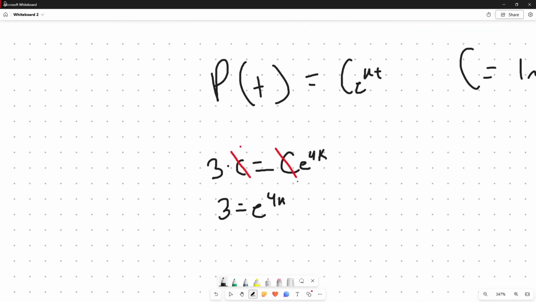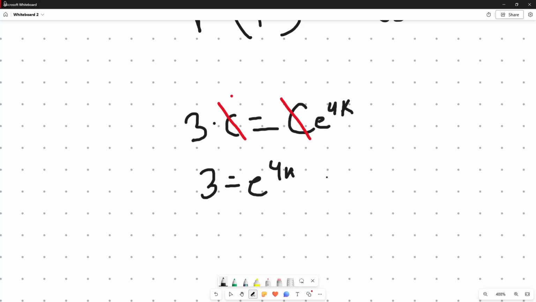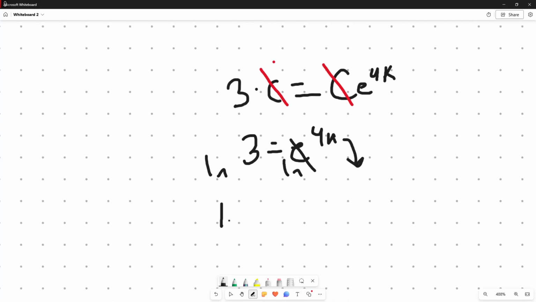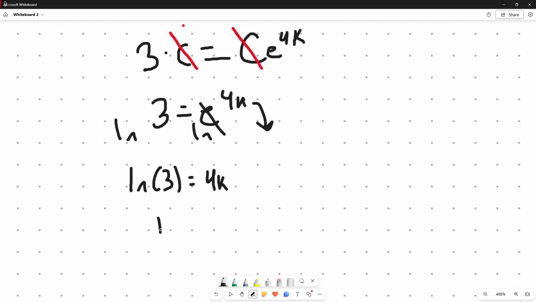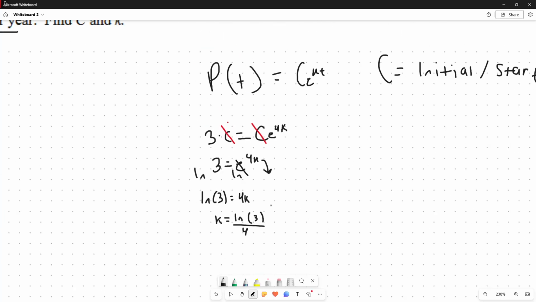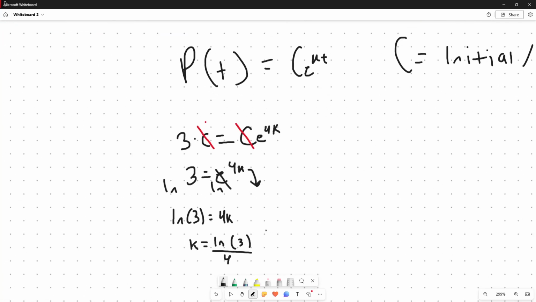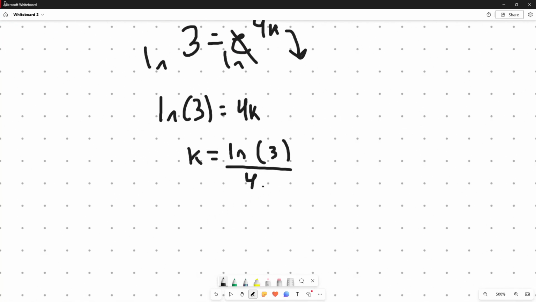And it wants us to solve for k. So what we just do is we ln both sides. This is so we can cancel out the e. Okay, so the e's gone, and then we bring down the 4k. So you get ln of 3 equals 4k. And then you can divide both sides by 4. So k equals ln 3 over 4. Alright, now I don't know if it wants us to approximate it or anything, so I'll leave it in its full form, and then put it in decimal form.